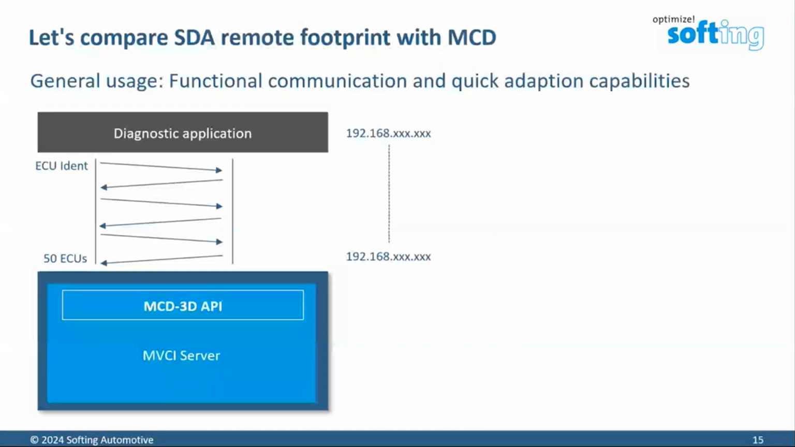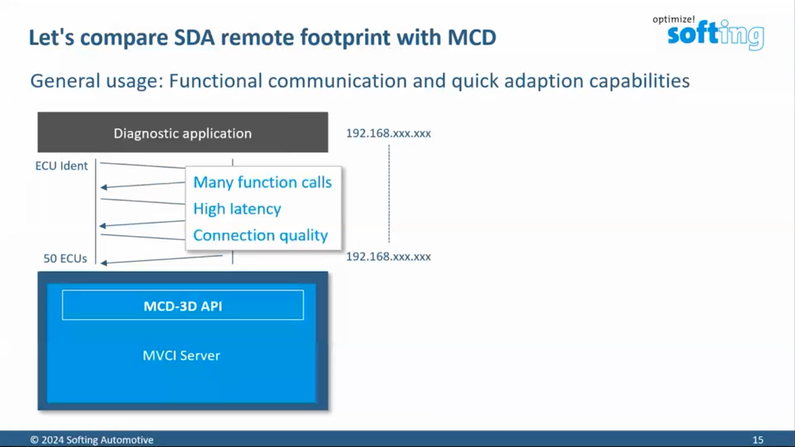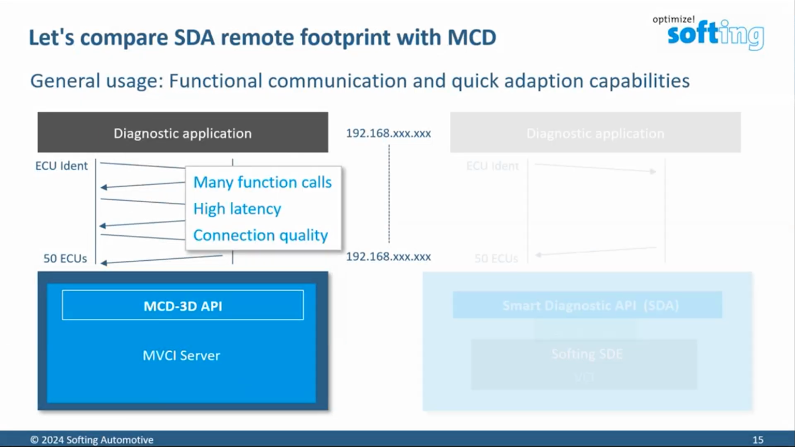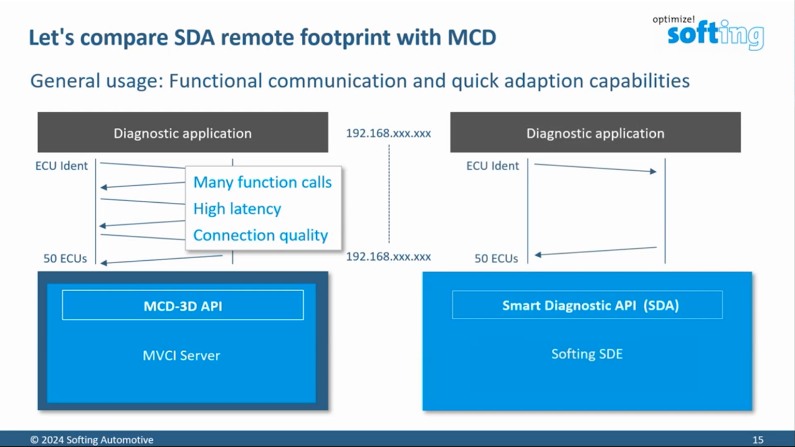So how do you do this? Connect remotely through such a long distance and are not that latency dependent? Well, let's compare it with MCD and SDA. If you use MCD and you want to identify an ECU, you have many calls for just one ECU. And if you want to identify 50 ECUs, you have hundreds, maybe even thousands of calls just to identify your vehicle. This causes high latency and is very dependent on the connection quality.